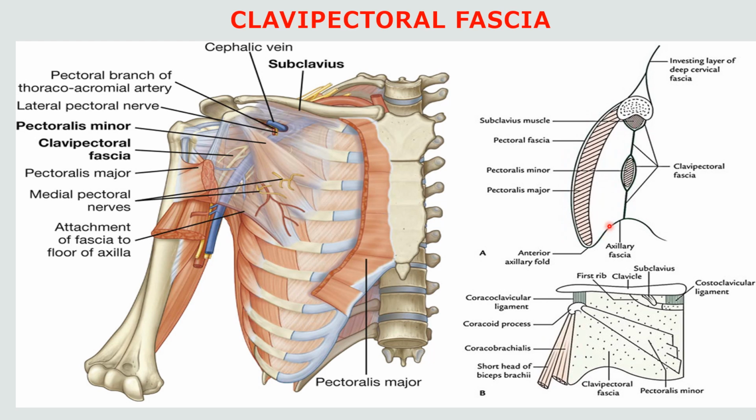The portion of the fascia along the lower border of the subclavius, extending from the coracoid process to the first costochondral joint, is thickened to form the costocoracoid ligament.